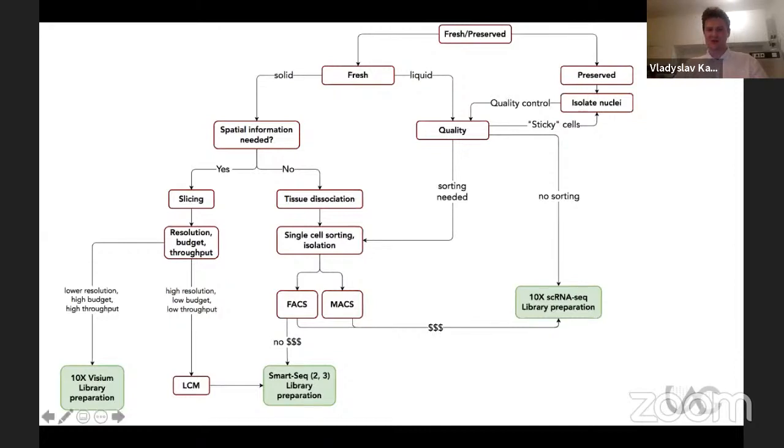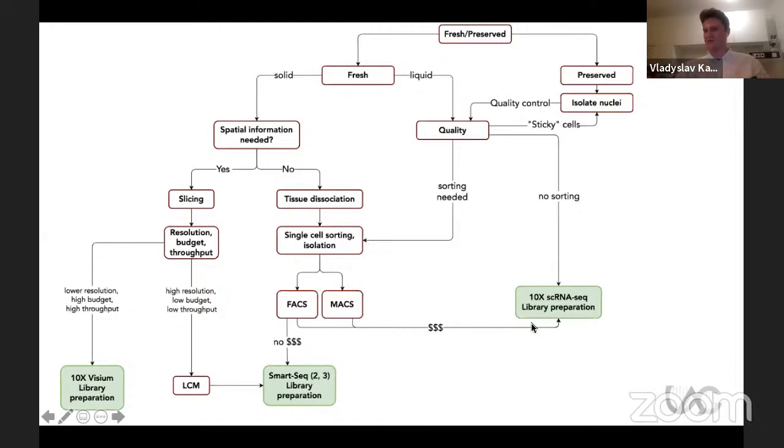As you can see, this scheme is already a little bit complicated, but it contains only three or four methods that we described today. And of course, you can improvise in all the ways that you want and combine a lot of different techniques. And to make a little advertisement, today we talk only about messenger RNA targeting techniques, that is, RNA sequencing.